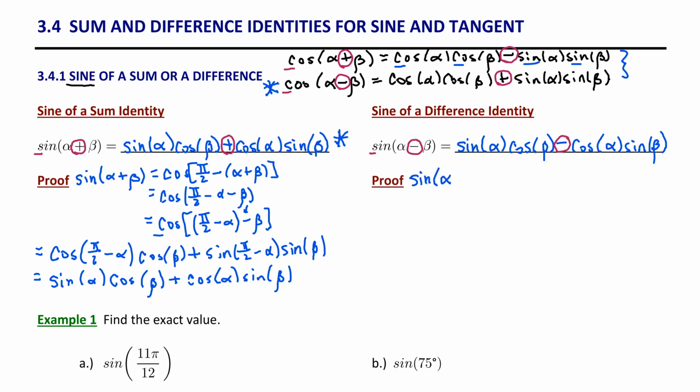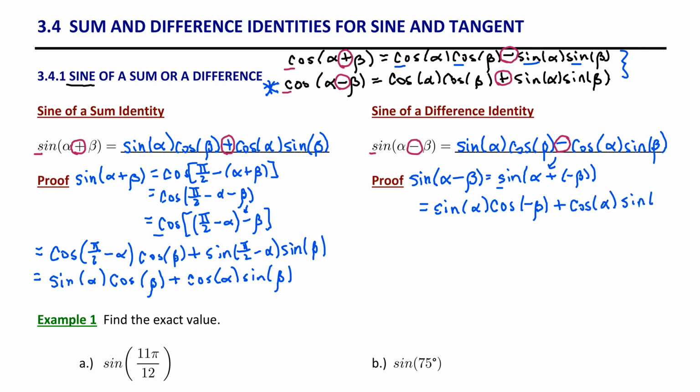Let's simply rewrite sine of alpha minus beta as sine of alpha plus negative beta. Now we have disguised sine of a difference in terms of sine of a sum, and that's good because we have a formula for sine of a sum. Let's go ahead and expand this according to our sine of a sum identity. We'll find sine of the first angle alpha times cosine of the second angle, which is negative beta. And remember, in the sine of a sum, we keep the same sign between the terms. Cosine of alpha times sine of negative beta.